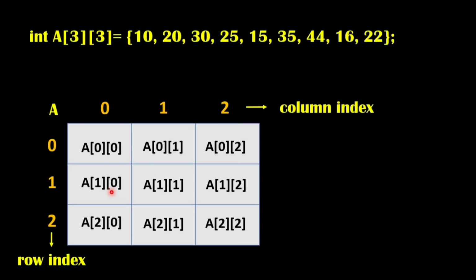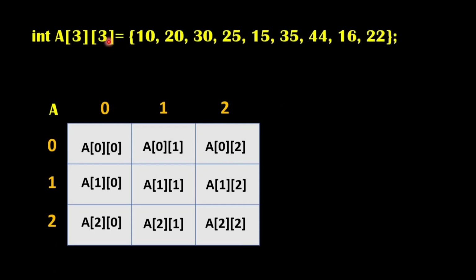How do we represent an element of two-dimensional array? The array name, A is the array name. Then you have to write row index and column index. How do we declare a two-dimensional array? Data type, array name, row size and column size. So how to input elements into two-dimensional array? So you can write a of 0, 0 is 10. A of 0, 1 is 20. So you can write any random values like that.